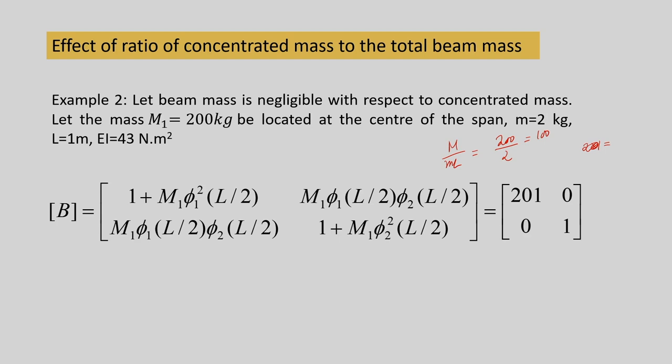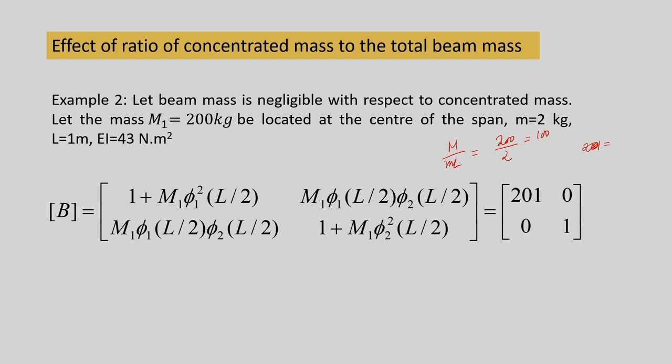So see this data. That will give a peculiar result, because here the beam may be considered massless compared to the concentrated mass that is placed at the center of the span, and this concentrated mass is so heavy, its magnitude is 200 kg, whereas the total beam mass is only 2 kg.